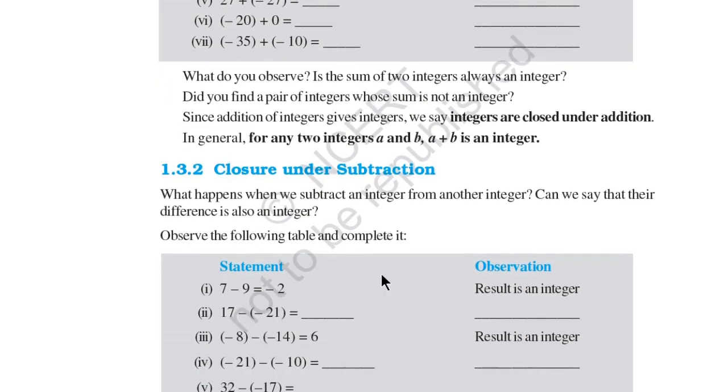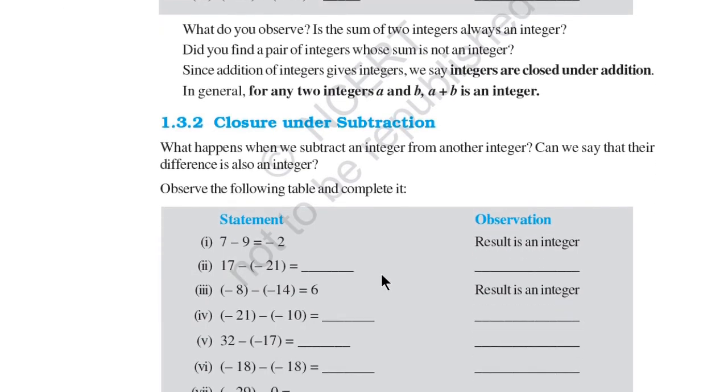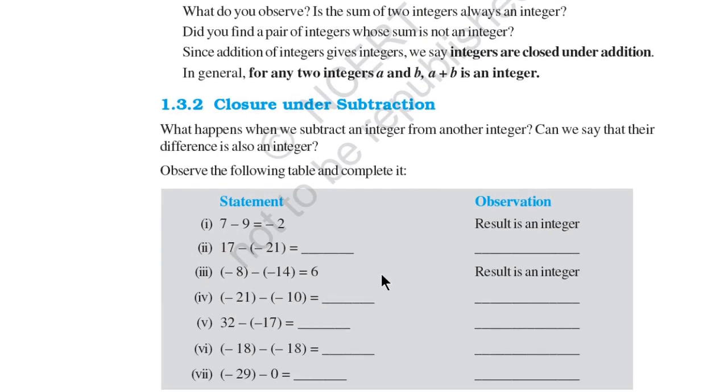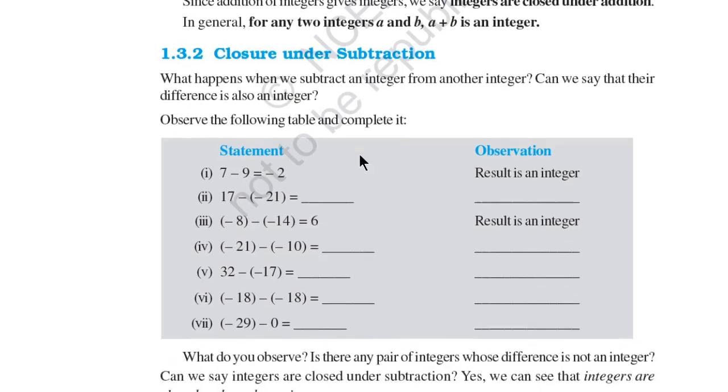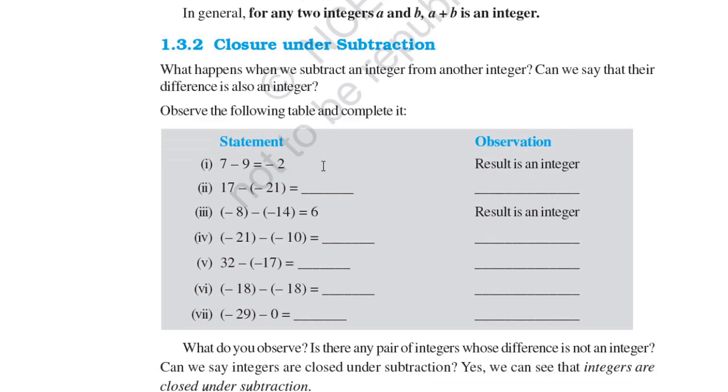1.3.2 Closure under subtraction. What happens when we subtract an integer from another integer? Can we say that the difference is also an integer? So here also the same will come. 7 minus 9 is equal to minus 2, an integer. 17 minus minus 21: minus minus will become plus, so here will come 38, which is also a positive integer. And then here also it will become positive, and 8 minus 14 is equal to minus 6. The result is an integer.